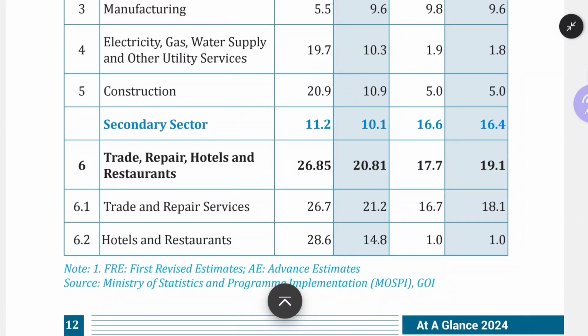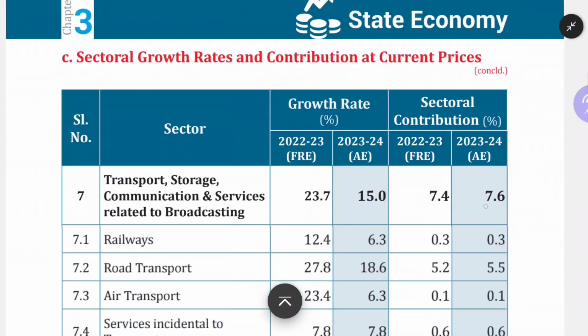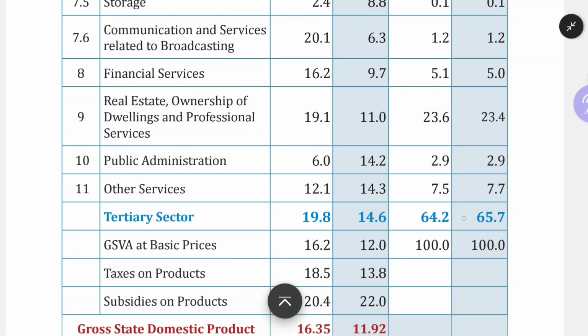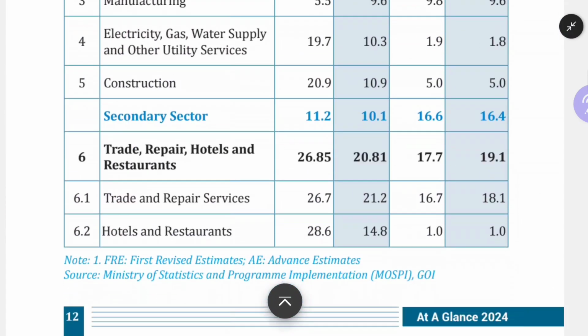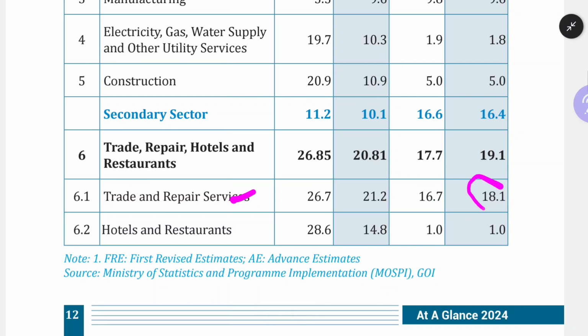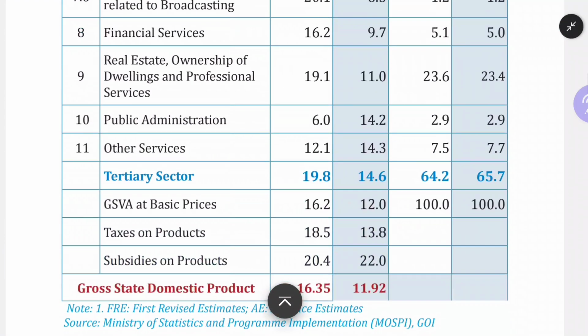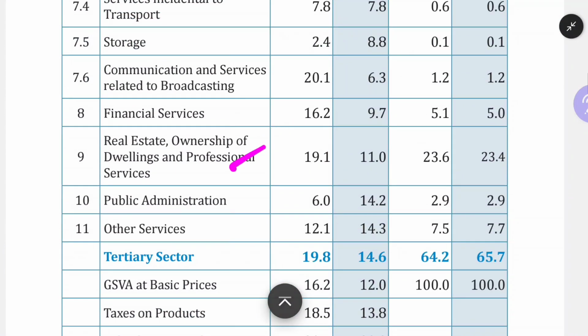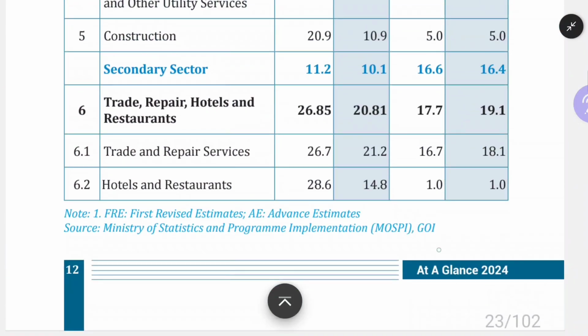And if you see here, in all the service sector, the highest growth rate has been seen in real estate, ownership of dwelling and professional services, at 23.4%. The second highest growth rate was recorded by trade and repair services, at 18.1%. Top three you have to remember. So we have real estate at 23.4%, whereas trade, hotel, repair and services is 18.1%.